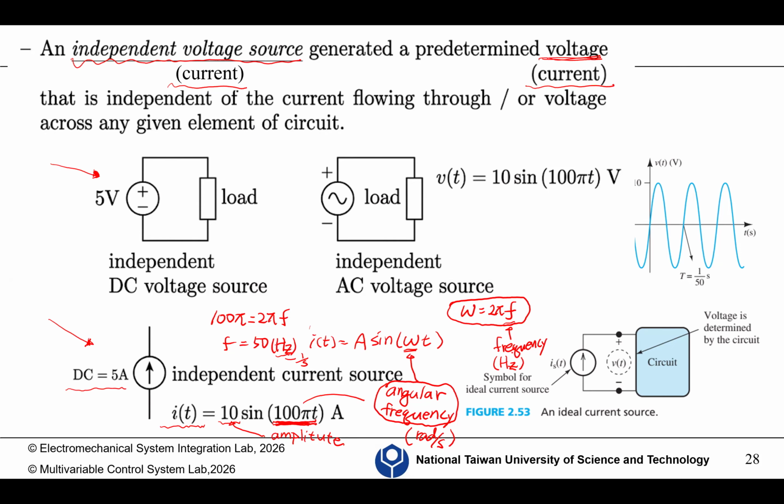Okay, so for the current source, AC and DC share the same symbol, but we just write a description to distinguish them. If it just says 5 ampere, then it's DC current. If it gives a function of t, it means it is AC current. Okay, now we go back to the voltage source.